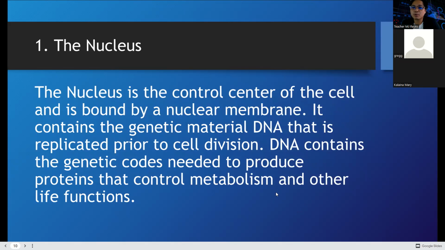The nucleus is the control center of the cell and is surrounded by the nuclear membrane, which covers the entire nucleus. It contains the genetic material, DNA, that is replicated prior to cell division. During this time, the cell prepares itself for possible cell division. So the DNA is replicated first before cell division. DNA contains the genetic codes needed to produce proteins that control metabolism and other life functions.